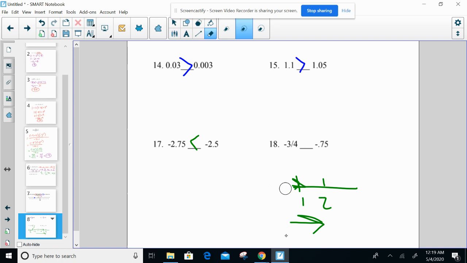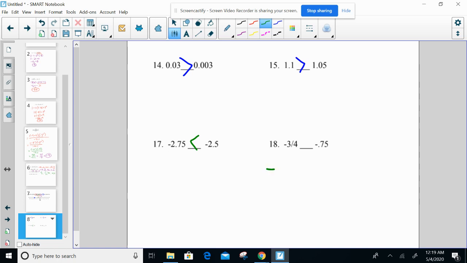And the last one, you may have to convert. It says negative 3 over 4, negative 0.75. We'll take 3 divided by 4. It ends up being the same. They are equal. That is a possibility. You might have an equal sign.